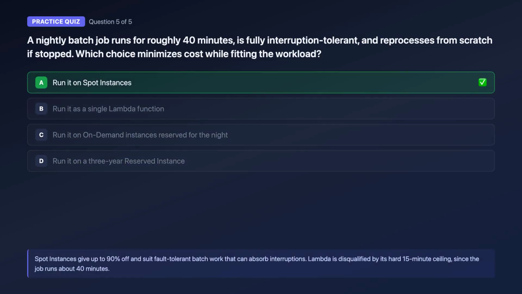The answer is A. Interruption-tolerant batch work is exactly what spot instances are for, at up to 90% off. And notice option B is disqualified instantly, because a 40-minute job blows past Lambda's hard 15-minute ceiling. That's the qualifier doing the work, and with that, you're ready.